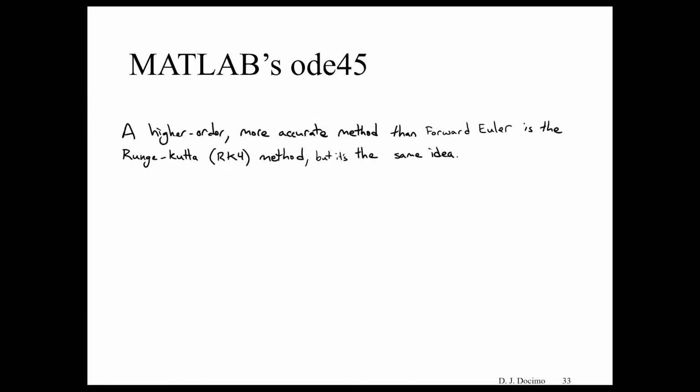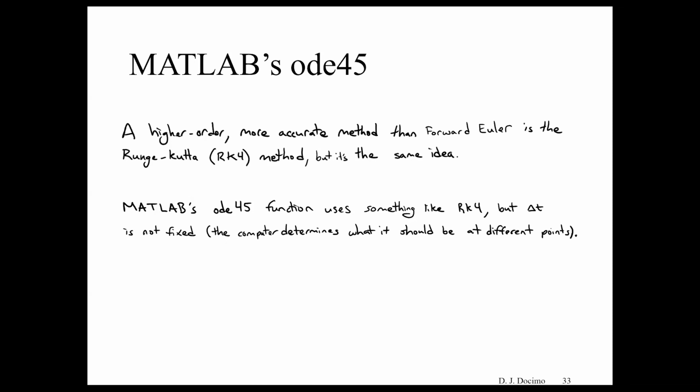Now, the last thing I wanted to cover is MATLAB's ODE45 function. So a higher order, more accurate method than forward Euler is the Runge-Kutta or RK4 method. But it's essentially the same idea. It works very similarly to the forward Euler method. Now, MATLAB's ODE45 function uses something like RK4, but delta t is not fixed. The computer determines what this should be at different points. It's a variable step solver.